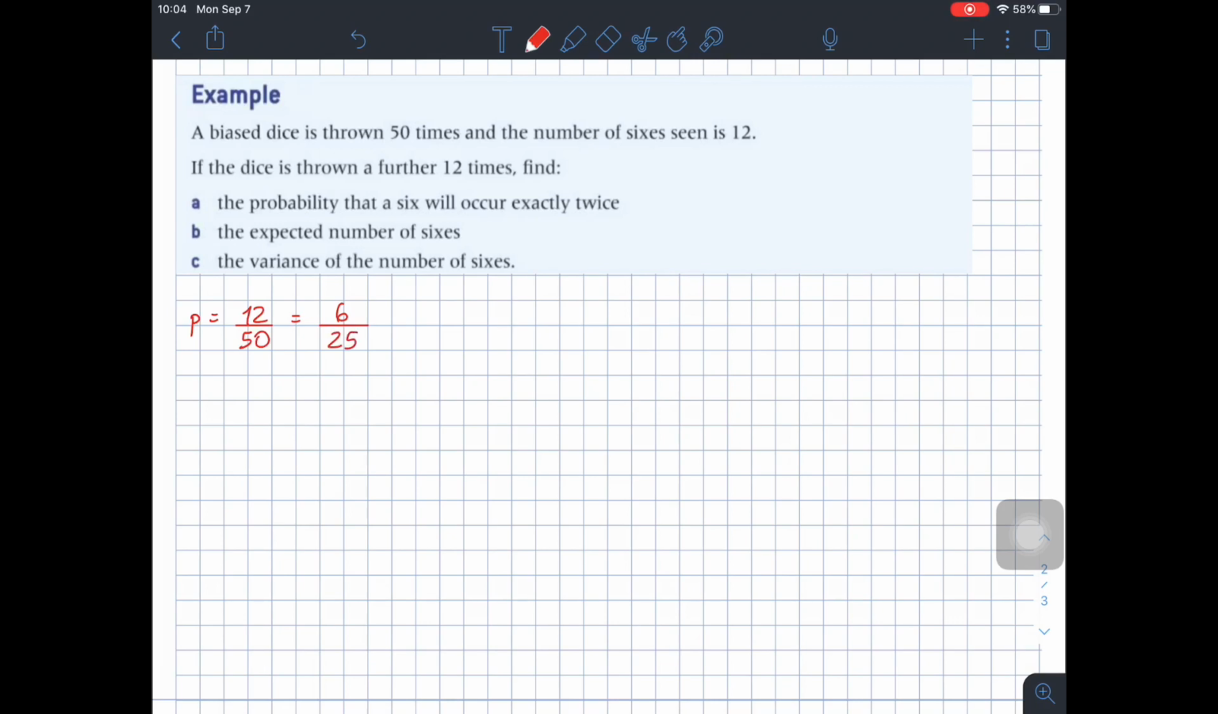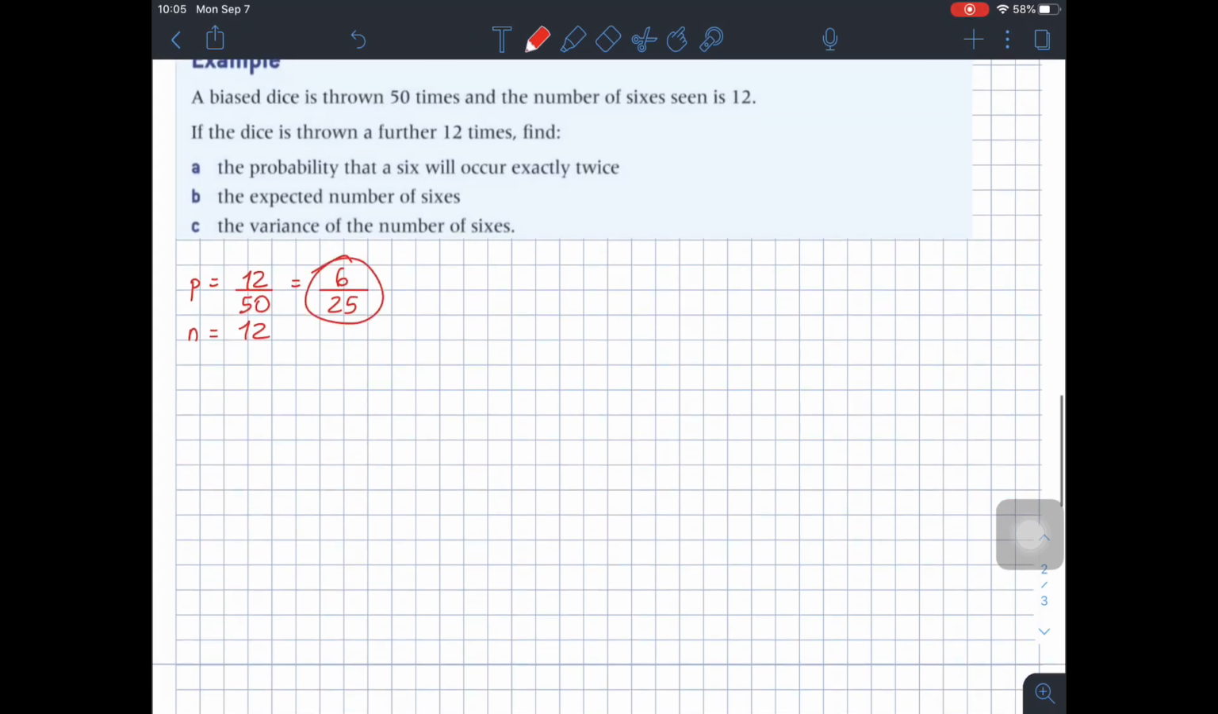Now, it then says if the dice is thrown a further 12 times, so we're considering this situation where we throw the dice 12 times, right? So our number of trials, n, would be equal to 12 in this case. So now we can work with the problem. We already have the probability of success and we have the value of n. So for part A, we're going to say that what is the probability that a 6 will occur exactly twice?